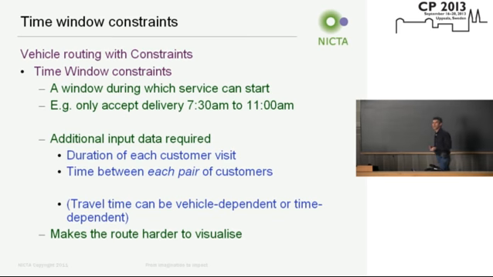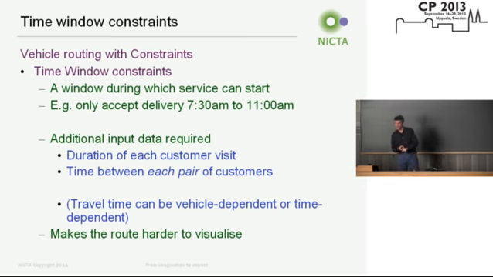So time window constraints: pretty much every problem that you actually get in practice has one of these. It says a customer is allowed to specify when they'll actually receive the goods. So they might say between 9 and 11, or between 9 and 11 and 2 and 3 is acceptable. So as soon as I get time constraints, I then need to know, as well as the distance between every pair of customers, the time between every pair of customers, and how long I'm going to spend at each of my customers.